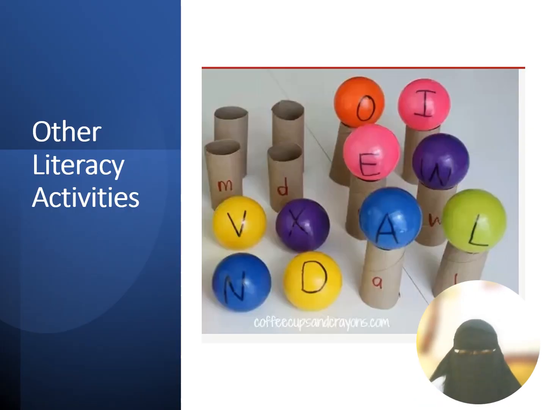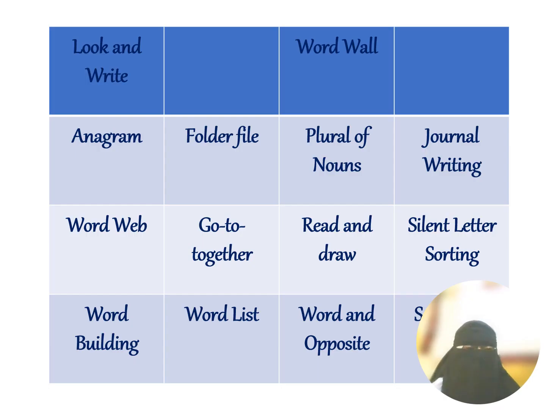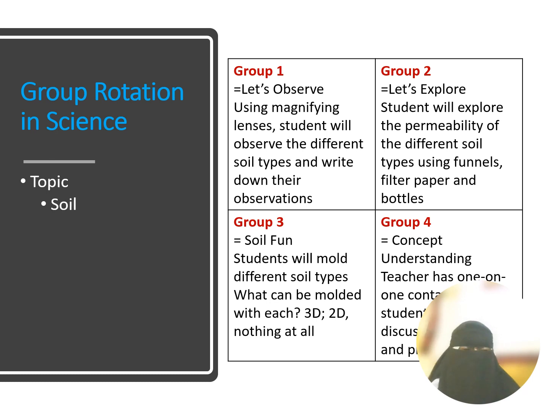So there are so many other activities we can have in literacy. We can have look and write, anagram, use of folder files, journal writing, read and draw, word opposite, word building, and so many things like that. So let's see group rotation in science. Our sample topic is soil, and we have 4 different groups as stated.